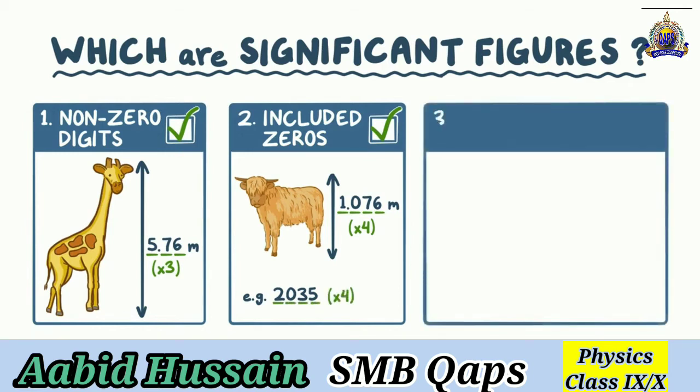Okay, so now we are going to the third rule, trailing zeros in a decimal number.